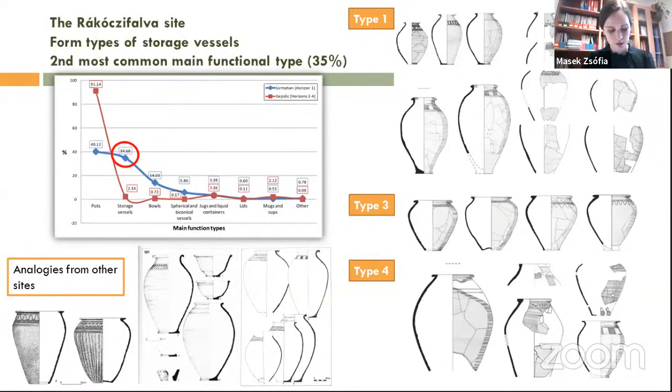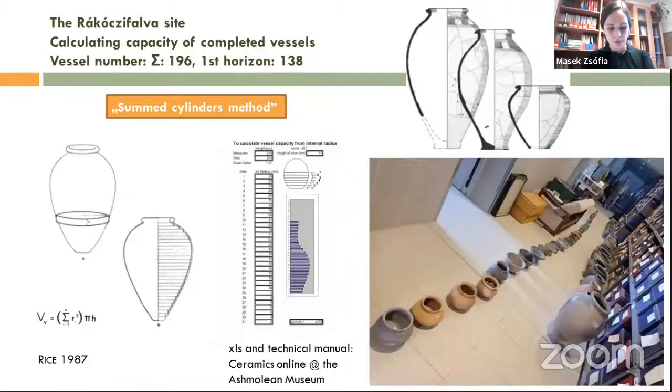I would like to draw attention to the first with a narrow mouth, and the third with a wide mouth and shoulder, because these are the two clearest, most basic forms. I had almost 2,000 completed vessels from this site. 200, I'm sorry again. Therefore, I turned to calculations of capacity. I used the so-called sum of cylinders method. I didn't know that Andras would speak about that, but he did, I'm glad, so we used the same methodology. The capacity of the completed storage vessels was between 8 and 49 liters.